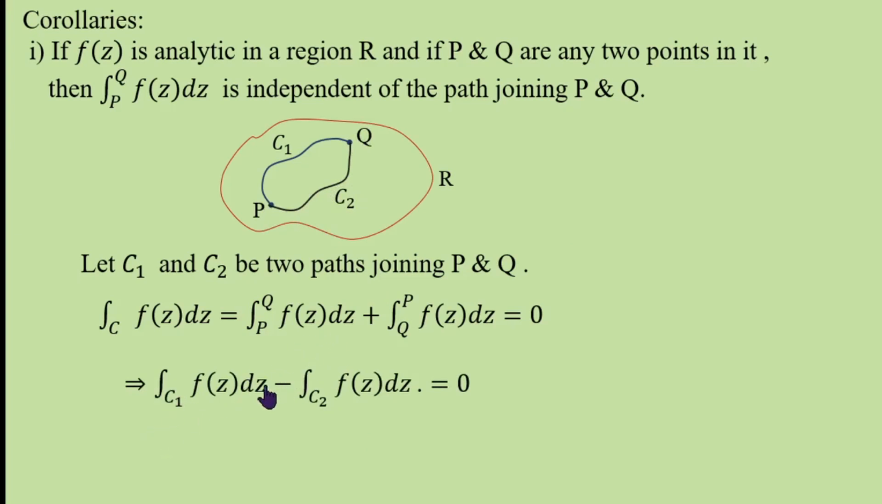And hence the integral over C1 of f of z dz minus the integral of f of z dz along C2 is equal to 0. Therefore the integral of f of z dz along C1 is equal to the integral of f of z dz along C2. That means C1 is nothing but the path joining P and Q, from P to Q. C2 is also another path. Therefore the integral of f of z dz from P to Q is independent of this path. So in any path the integral is the same.